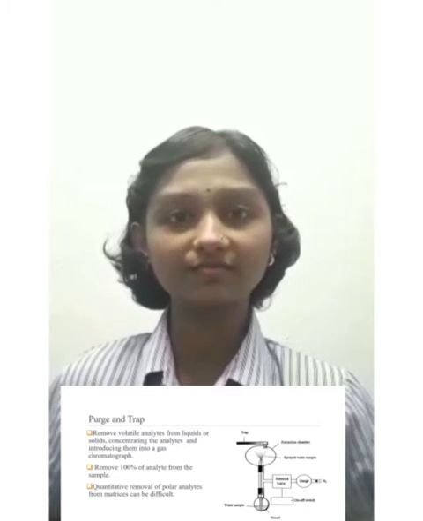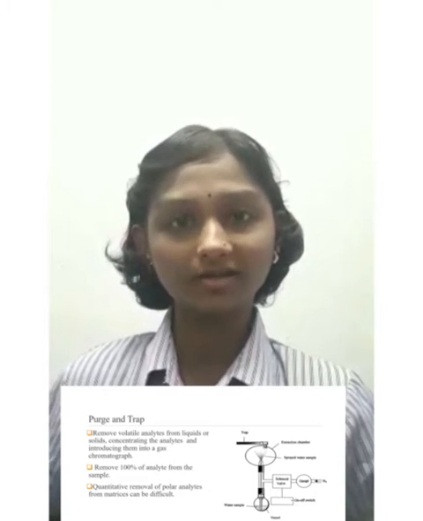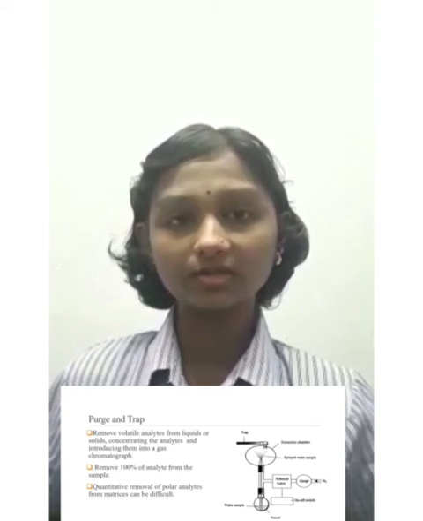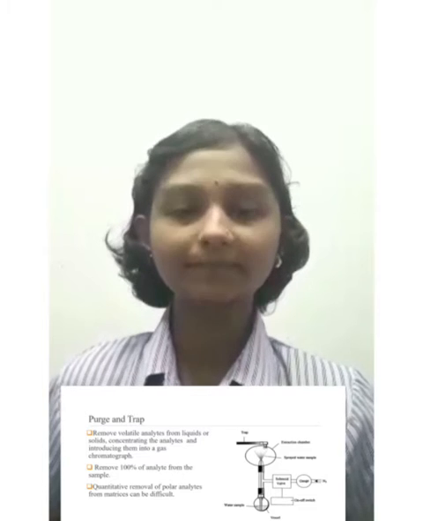Purge and trap is to remove volatile analytes from liquid or solids, concentrating the analytes and introducing them into a gas chromatograph. It also removes 100% of analytes from the sample. Quantitative removal of polar analytes from matrices can be difficult. Okay, this is the image of the purge and trap.